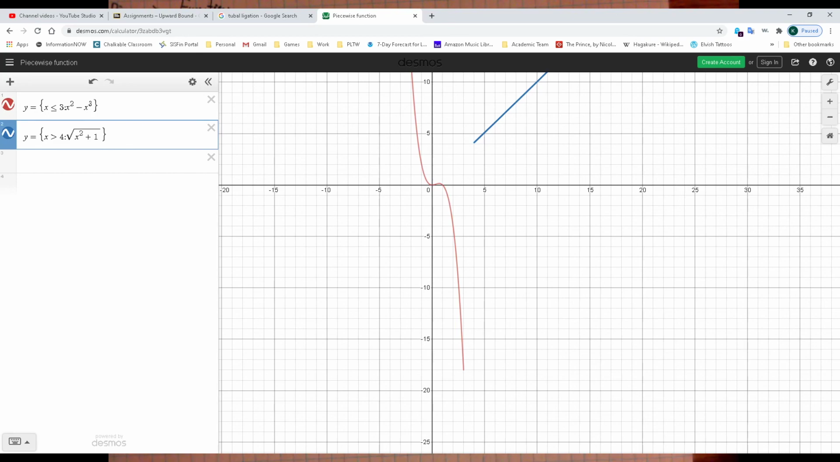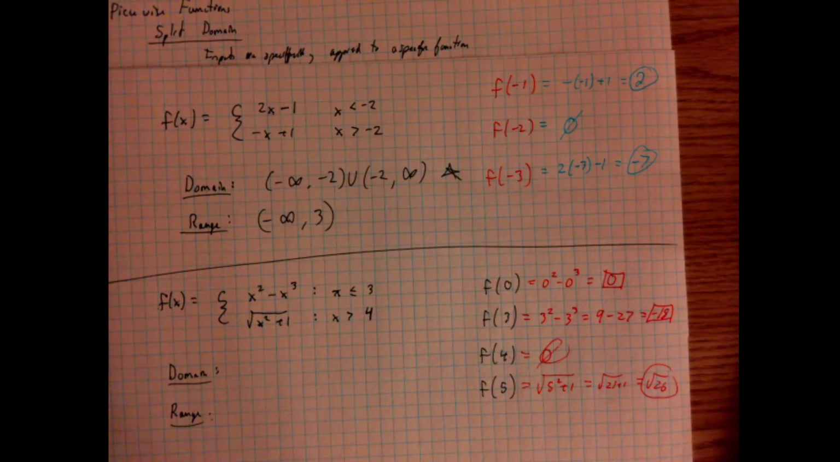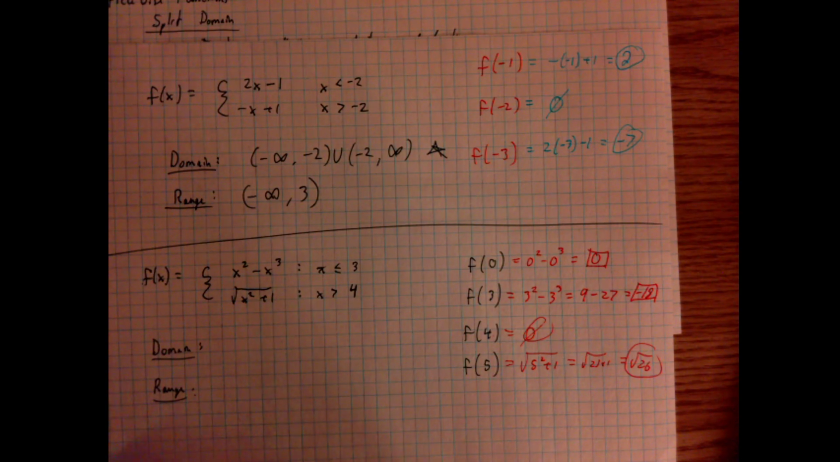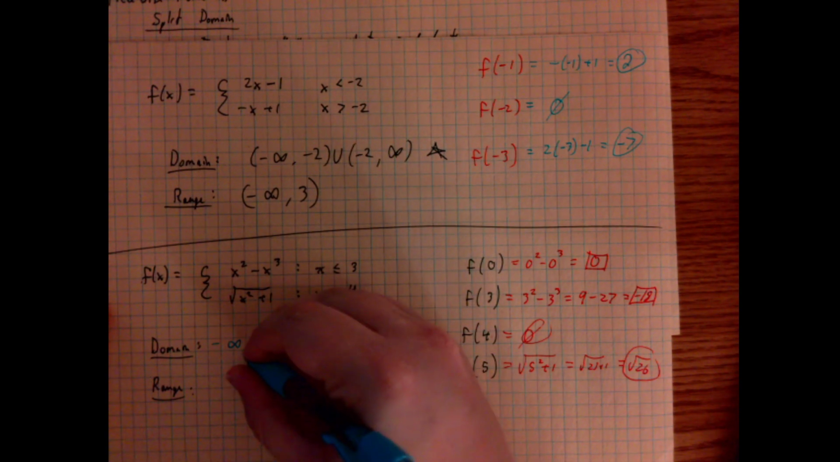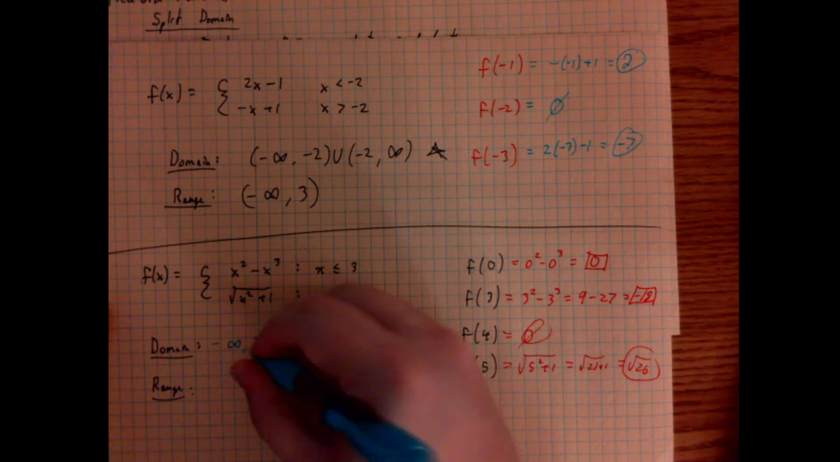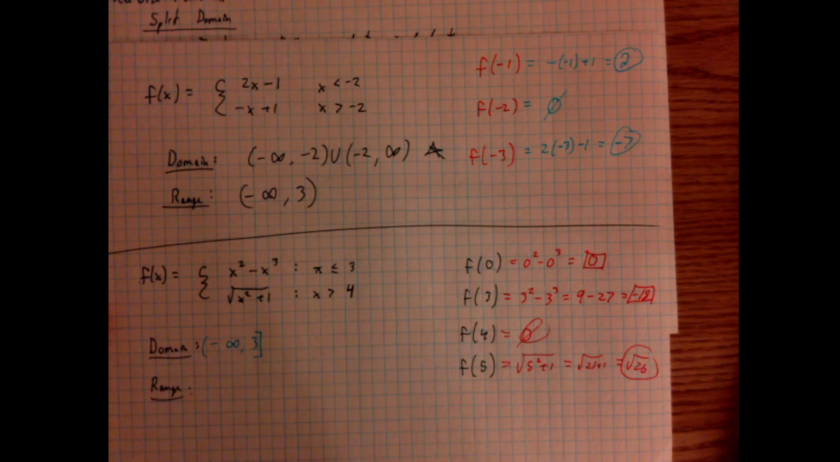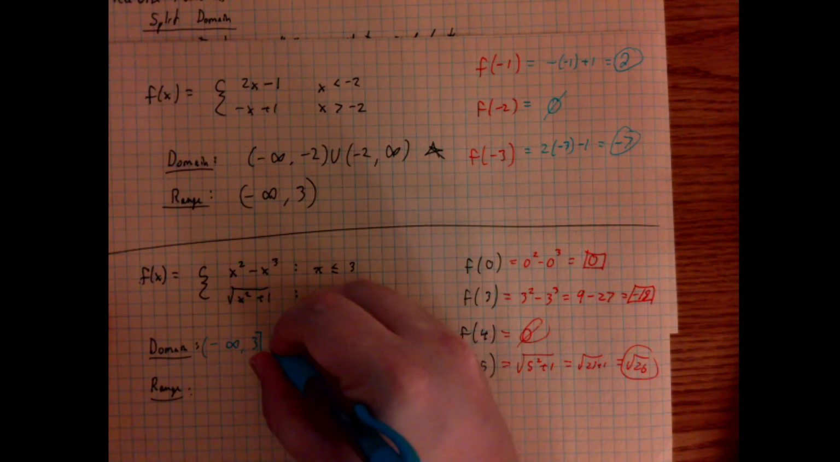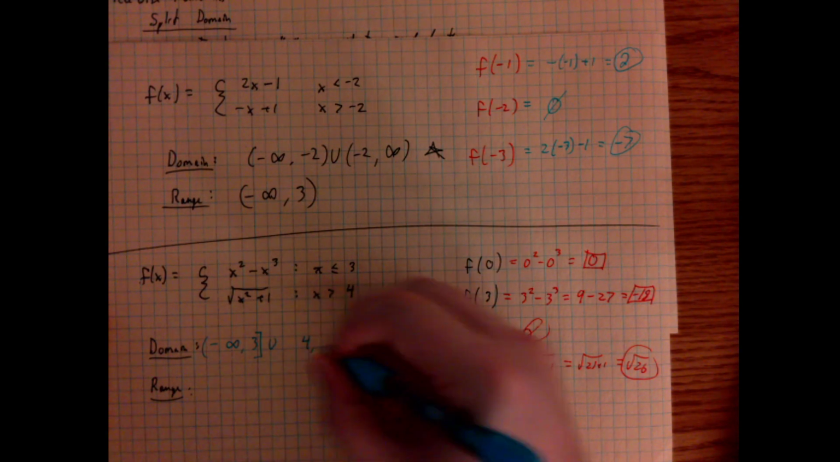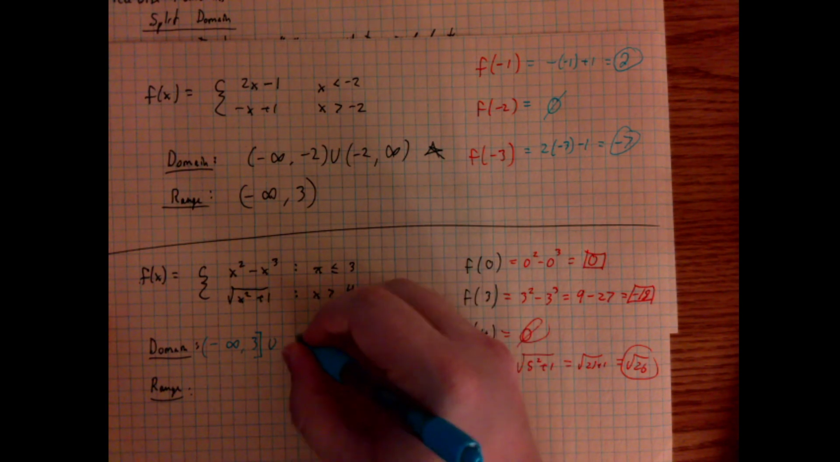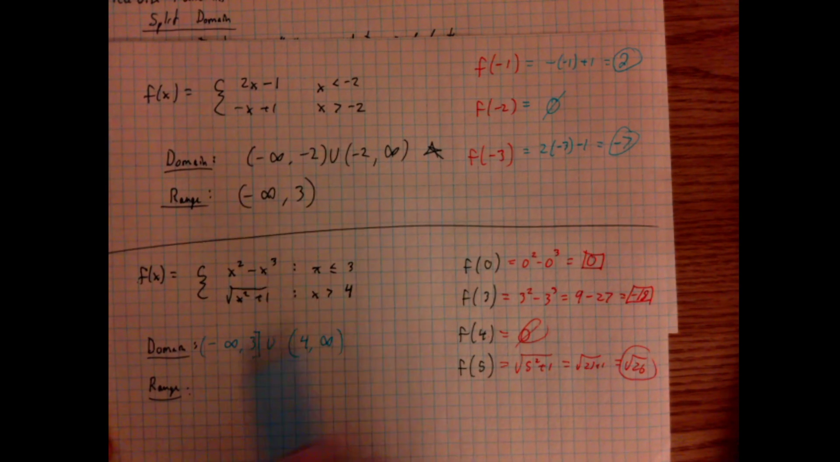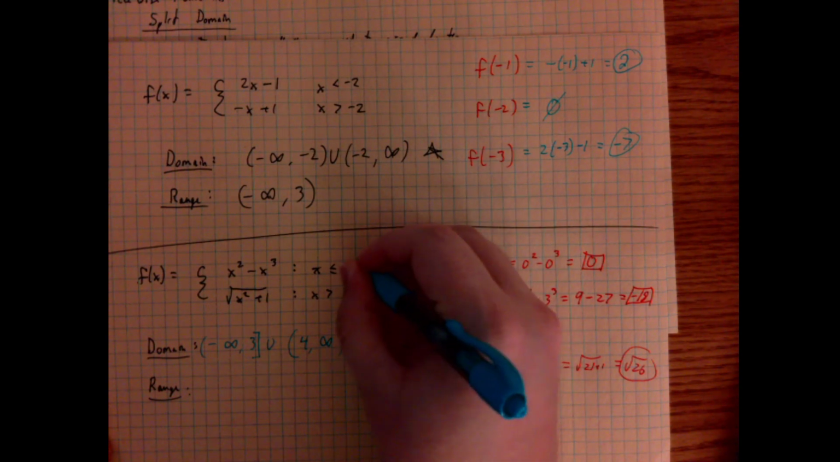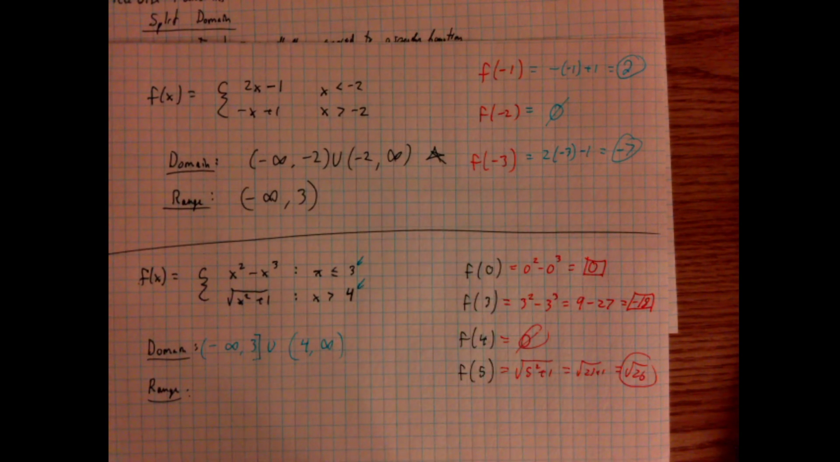So, when I write down my domain, everything to the left of 3 works, including 3. Everything to the right of 4 works, but it does not include 4. So for this function, that would be the domain. Notice that it's just an interpretation of these two pieces.